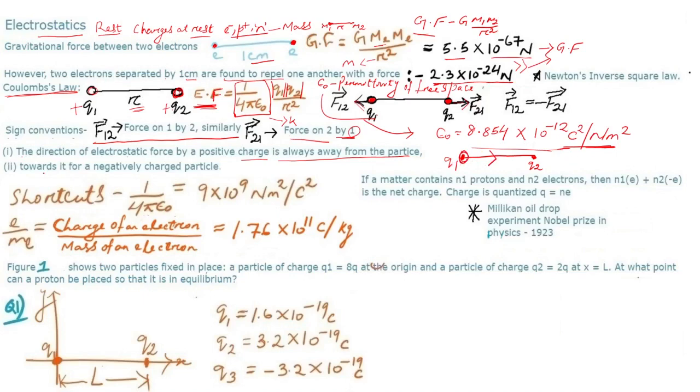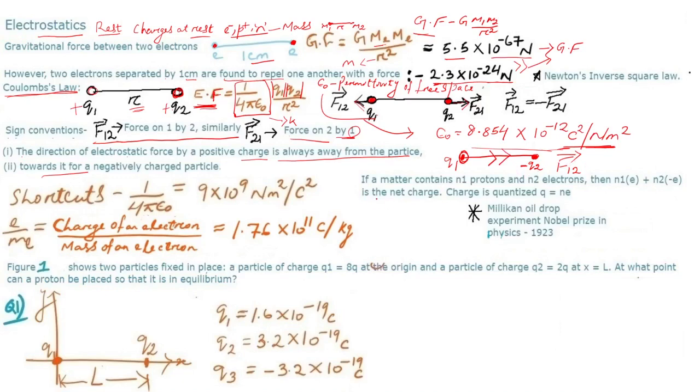Similarly, the direction of electrostatic force by a negatively charged particle is towards it. Okay, so suppose q2 is a negatively charged particle. So what is the direction of electrostatic force exerted by 2 on 1? So that will be F12. Okay, that is the force exerted by the charged particle q2 on q1, that is towards the negatively charged particle, that is again towards this side, right hand side.